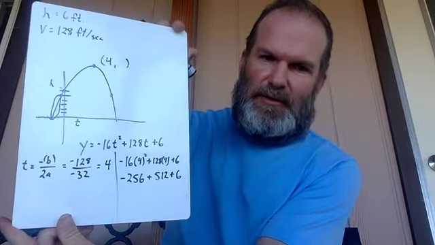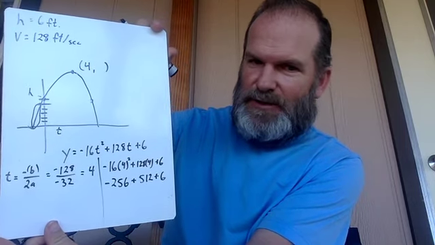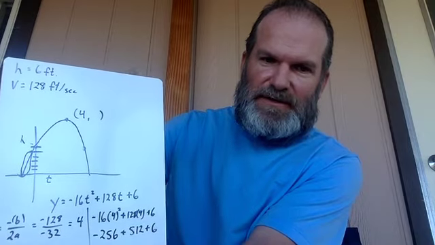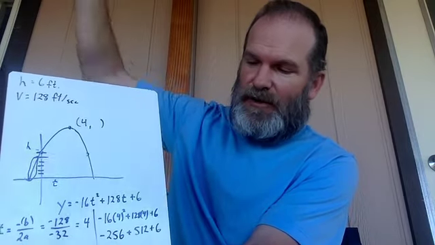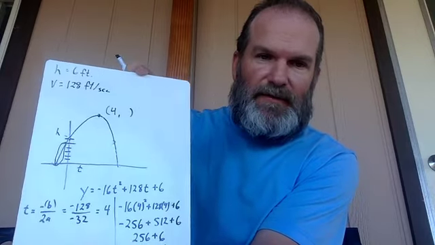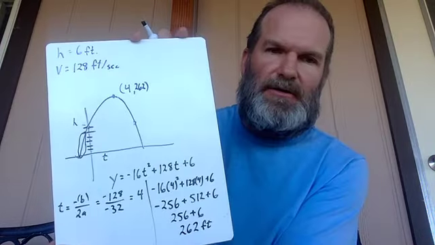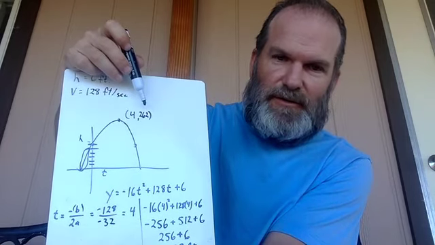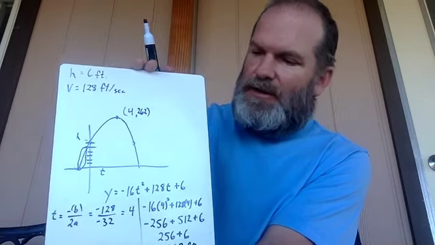And then it's just simple adding and subtracting. Now, 512 is twice as much as 256, so when you add 512 to negative 256, the first half gets you back to 0, and then you go all the way up to 256 above 0. So it's 256 plus 6, which is 262 feet. So our y-coordinate of our vertex is 262. And what that point is telling you is 4 seconds it took for this ball to get to its maximum height of 262 feet.